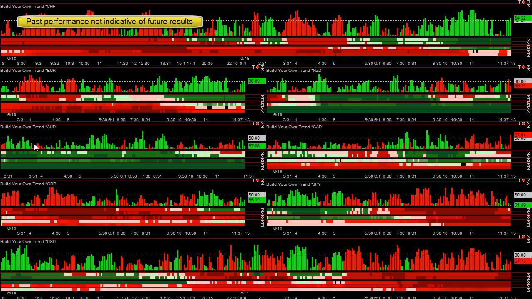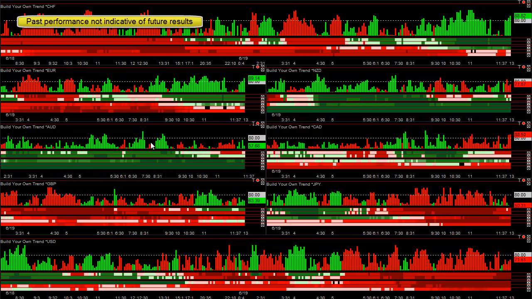Earlier today, and actually for most of the day, the Australian was one of the strongest ones, and especially after around 6:30 right here, both maybe 5:30, 5:15 for the dollar. The Australian dollar is what you want to look to buy.